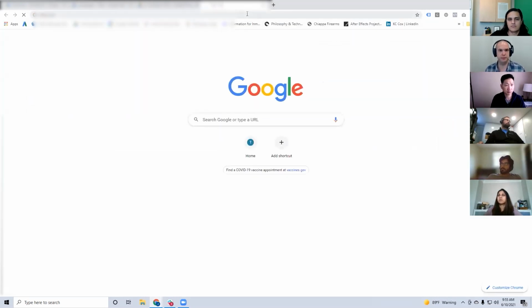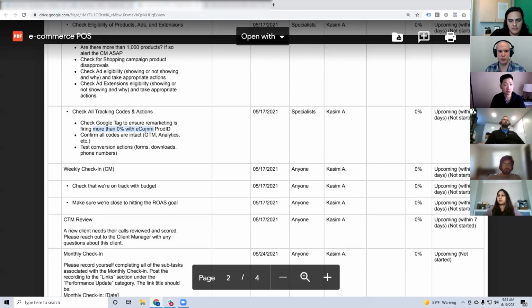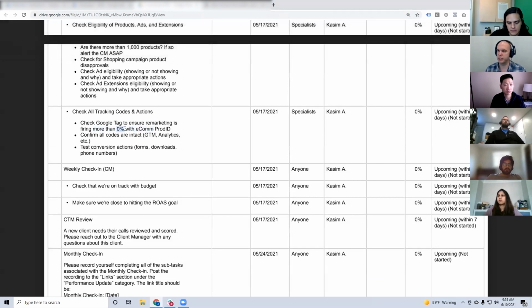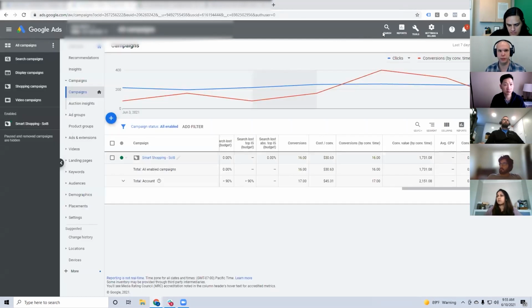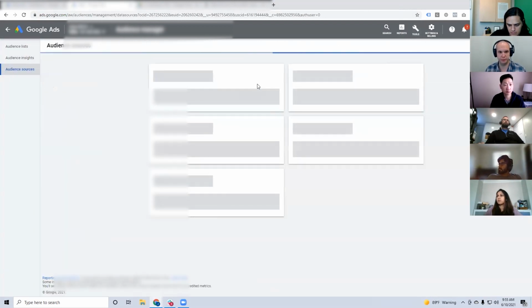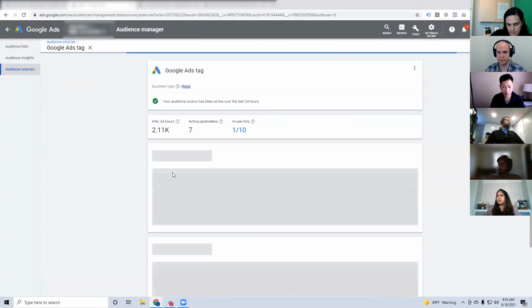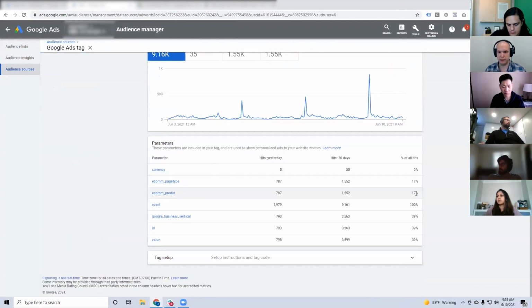This website here. When we say firing more than 0%, your ecom prod ID might be firing 10%, 15%. The metrics that you can find on where it's firing are in here. You want it to be above 0. If it's above 0, you're fine. So ecom prod ID, 17%.